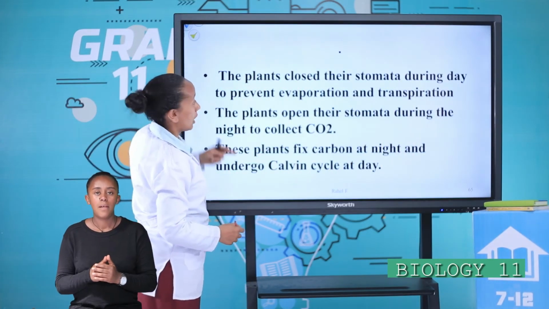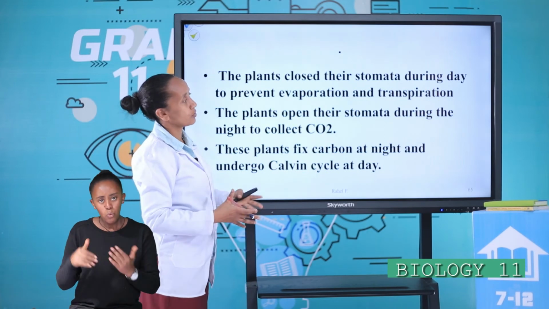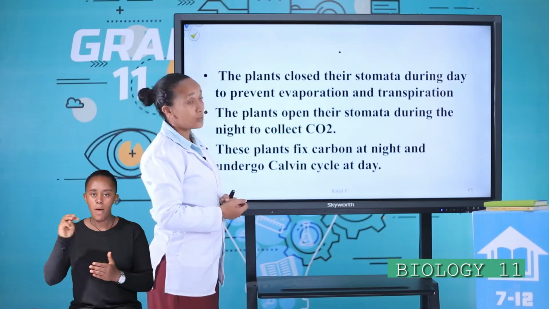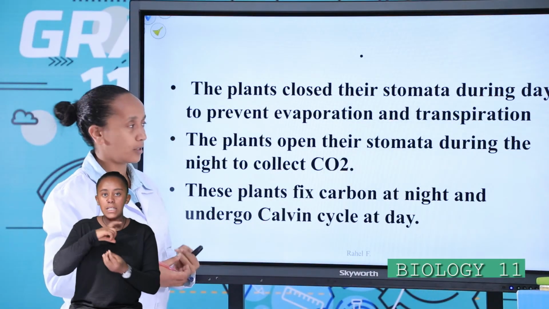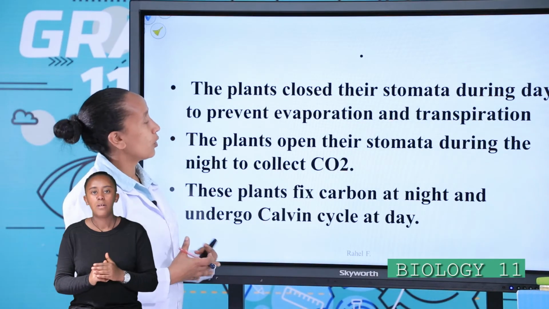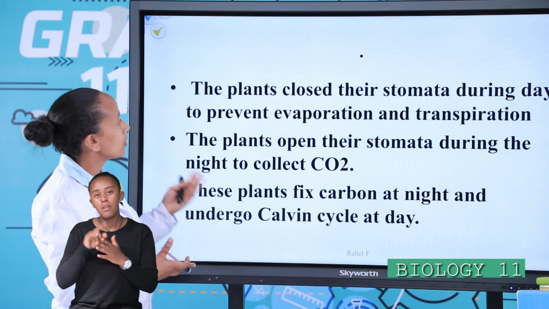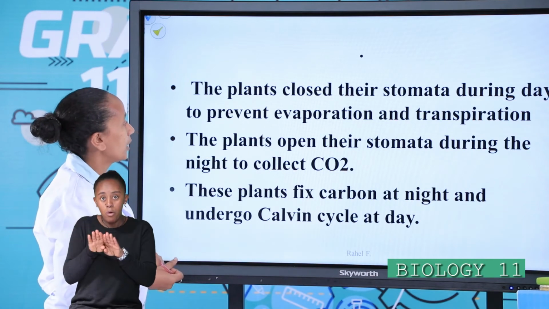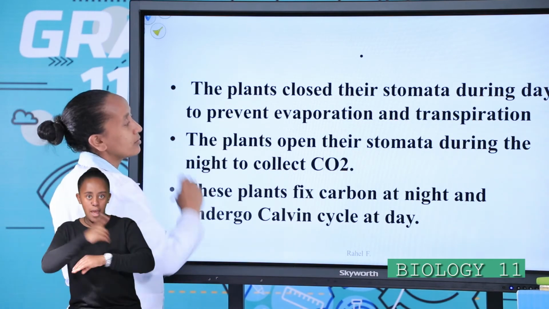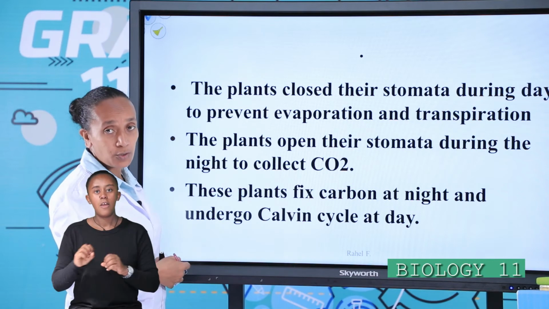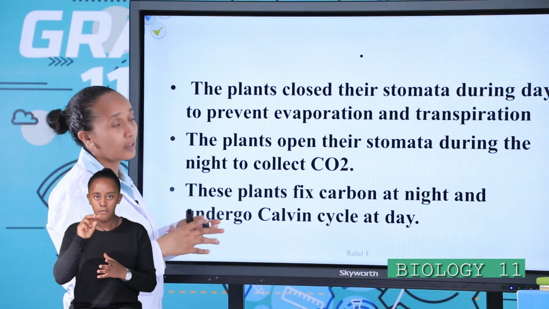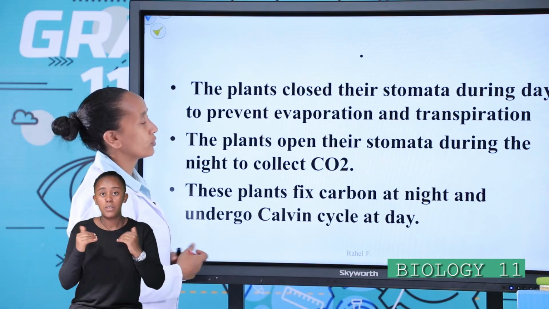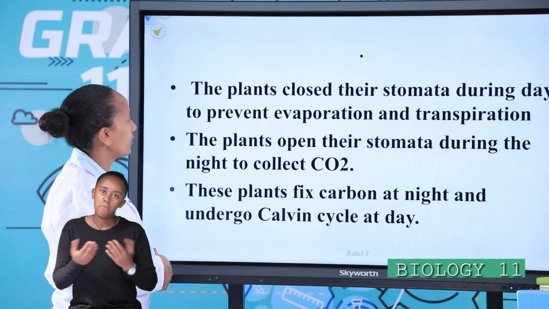The plants, as you know, all plants close their stomata when the temperature is high and the environment is dry, in order to reduce water loss. Like that of different plants, C4 plants close their stomata during daytime. This is used to prevent evaporation and transpiration because in the desert water is very short. Water is one of the problems in that environment.